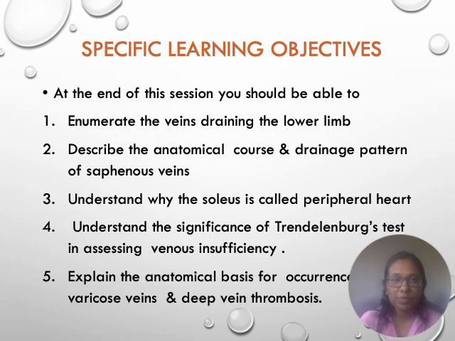Learning objectives for this session: by the end of this session, you all should be able to enumerate the veins of the lower limb, describe the anatomical course and the drainage pattern of saphenous veins, understand the significance of soleus in the venous drainage of lower limb, and know why the soleus is being called the peripheral heart. Understand the significance of Trendelenburg and Perthes tests in assessing venous insufficiency. And finally, explain the anatomical basis for varicose veins and deep vein thrombosis.